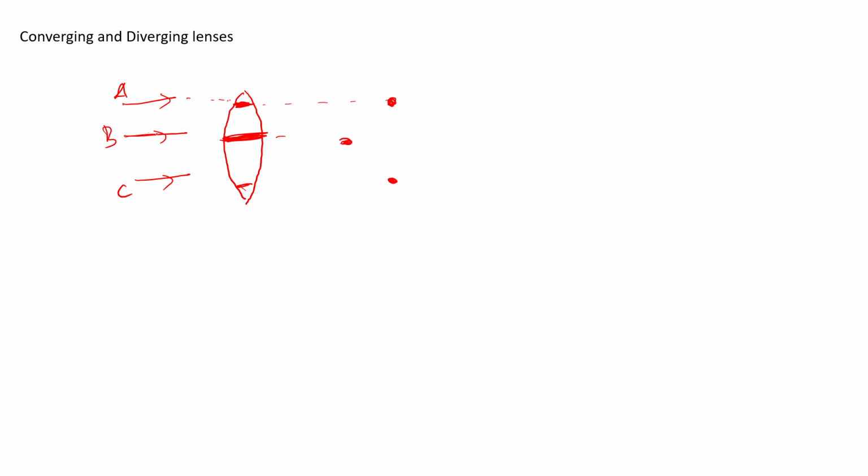So a parallel beam of light entering this lens would become like this, and if you go far enough, it would converge to a point. And you can see this C here. So this C sort of is a mnemonic for converging.